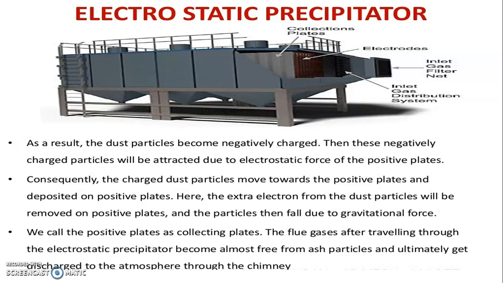The flue gases, after traveling through the electrostatic precipitator, become almost free from ash particles and ultimately get discharged to the atmosphere through the chimney.